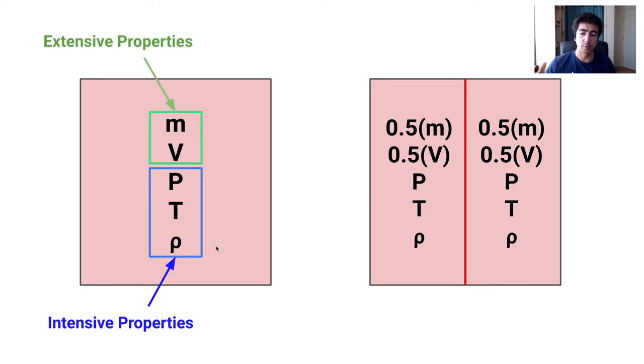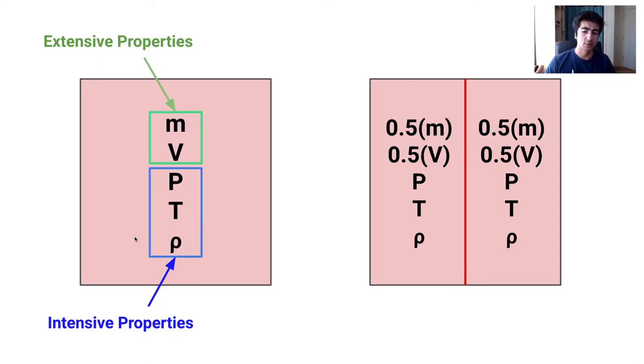And so those properties that do change depending on the mass of that volume you're talking about are called the extensive properties. So again, these depend on the mass and vary with the mass of the volume. And the properties that don't change based off the total mass of the system you're talking about are called the intensive properties. So pressure, temperature, and density are the important ones we're going to be talking mostly about for this particular subject.